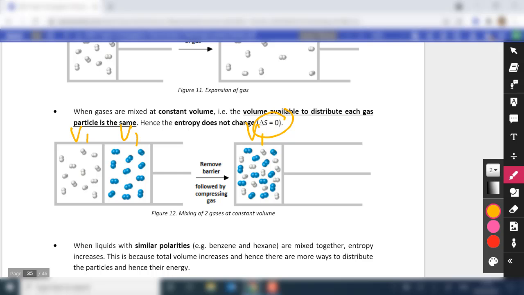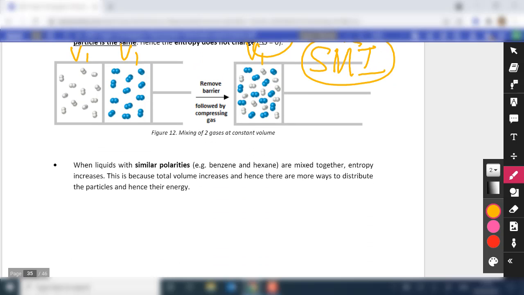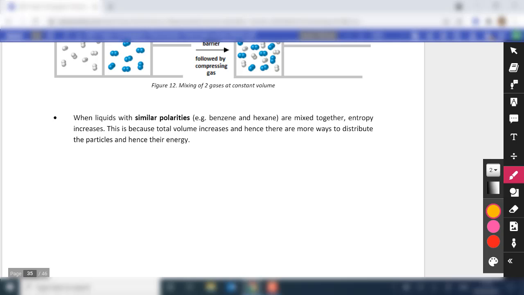There is a pretty famous physical chemist in recent years based in Israel. He came up with this concept known as the Shannon measure of information, SMI. You can read about it. He did a lot of studies on thermodynamics, but I will not go too much into details. When liquids with similar polarities are mixed together, entropy increases. That explains why, because the volume nearly doubles, and each solvent molecule will have more available volume to maneuver.